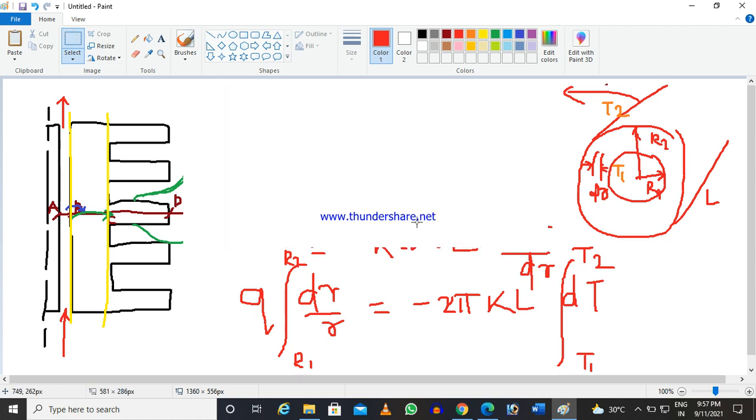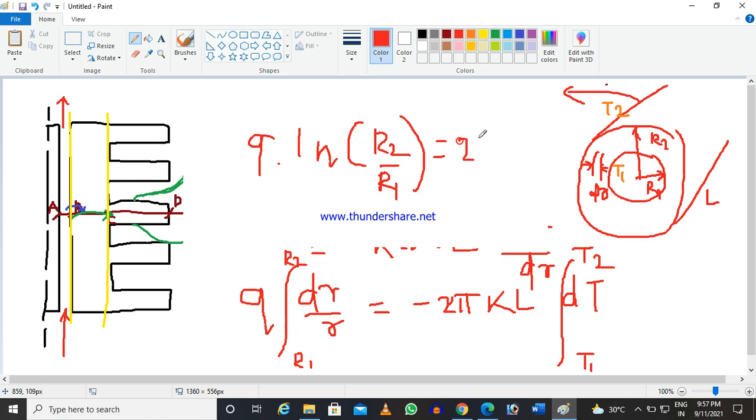1 by R means it's a log. So Q into natural log R2 by R1 is equal to, this minus is there, so 2 pi KL into T1 minus T2. Okay.